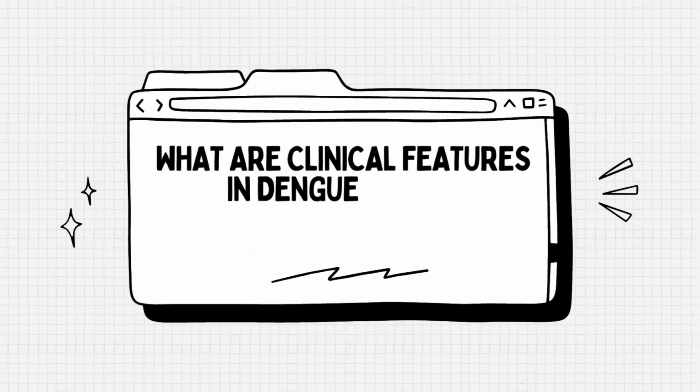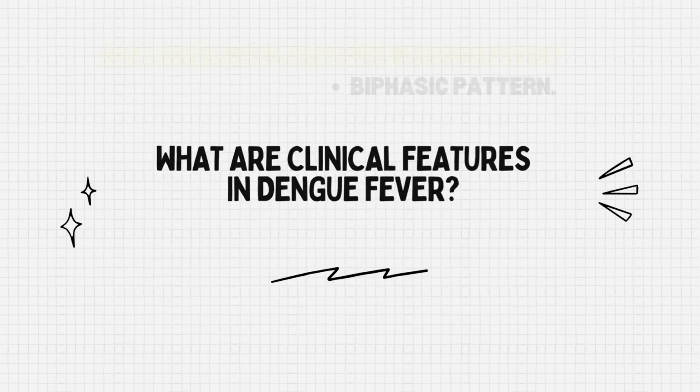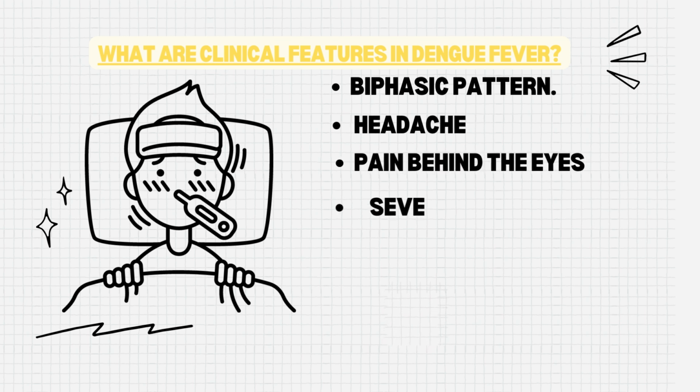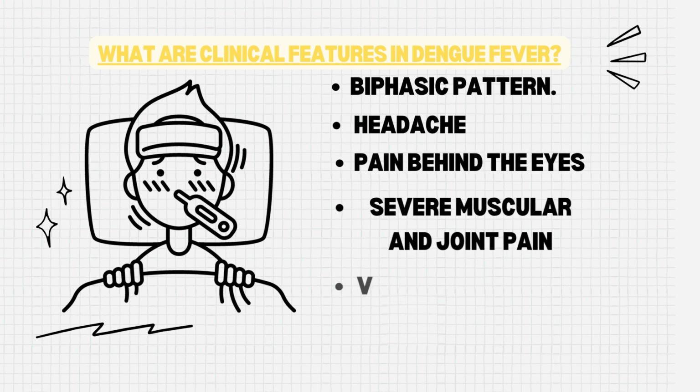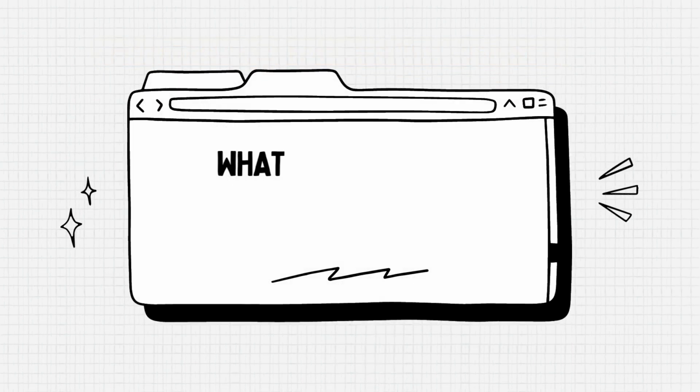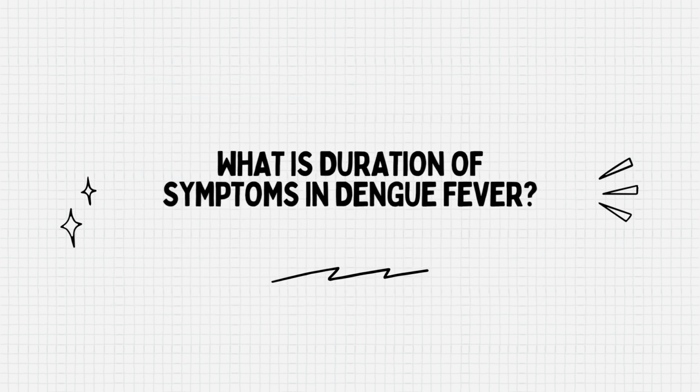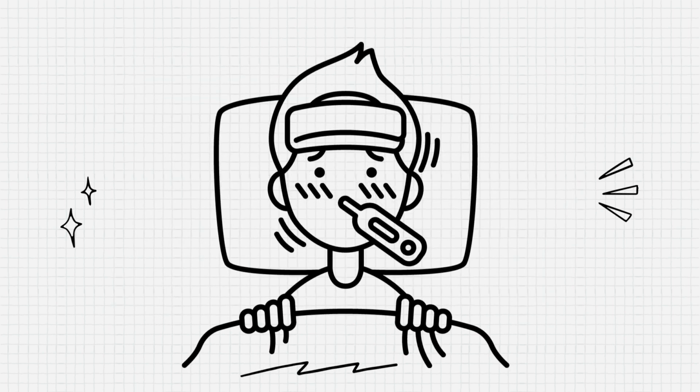What are clinical features in dengue fever? Dengue fever usually causes severe flu-like symptoms, such as high fever which can reach as high as 39 degrees C. That fever has phasic pattern. Other symptoms are severe headache, pain behind the eyes, severe muscular and joint pain, nausea, vomiting, diarrhea and rash. What is duration of symptoms in dengue fever? The initial febrile phase lasts 3-7 days followed by remission of symptoms in few days to hours.